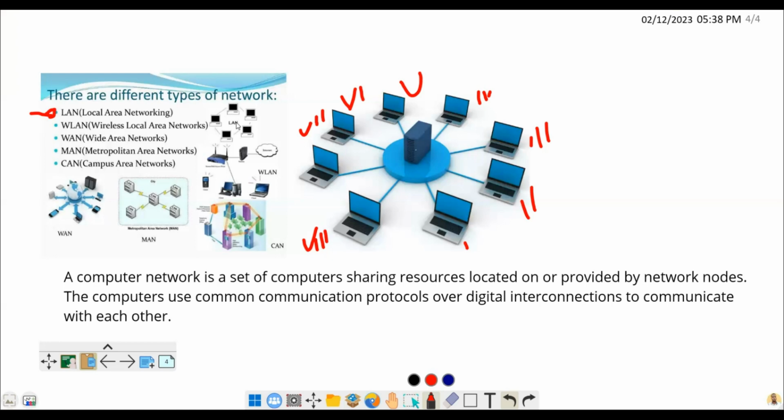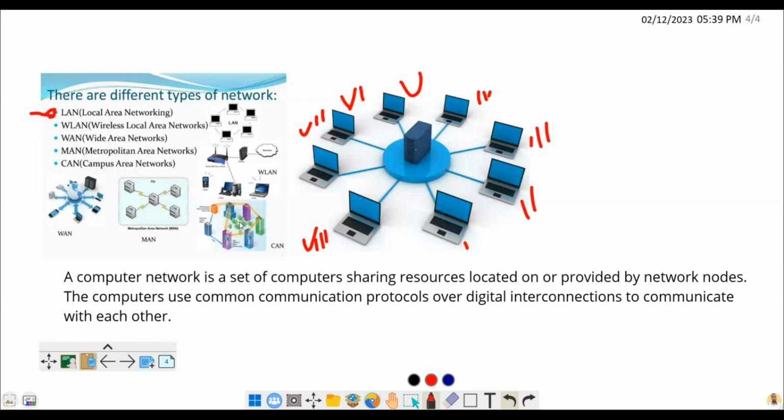And then the other type of network is called the campus area network. This is just for a certain institution within a campus. From the word campus, it is like a university having a certain network that enables people to connect to the network and share resources inside the campus. So those are the types of networks we have.